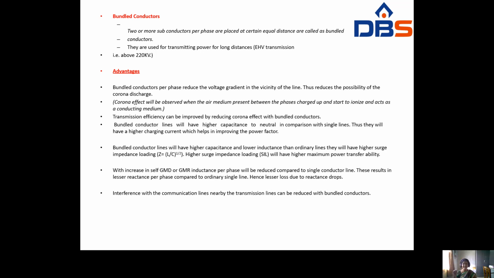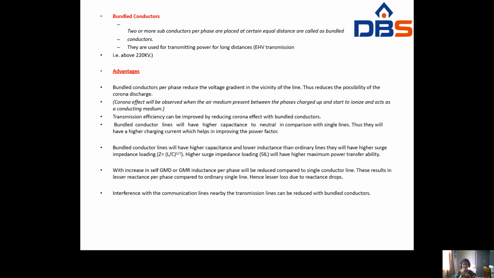Coming to the advantages, bundle conductors per phase reduce the voltage gradient in the vicinity of the line, and thus reduce the possibility of corona discharge. Whenever you take the bundle conductor, the voltage gradient per phase is reduced, so the corona will be reduced.